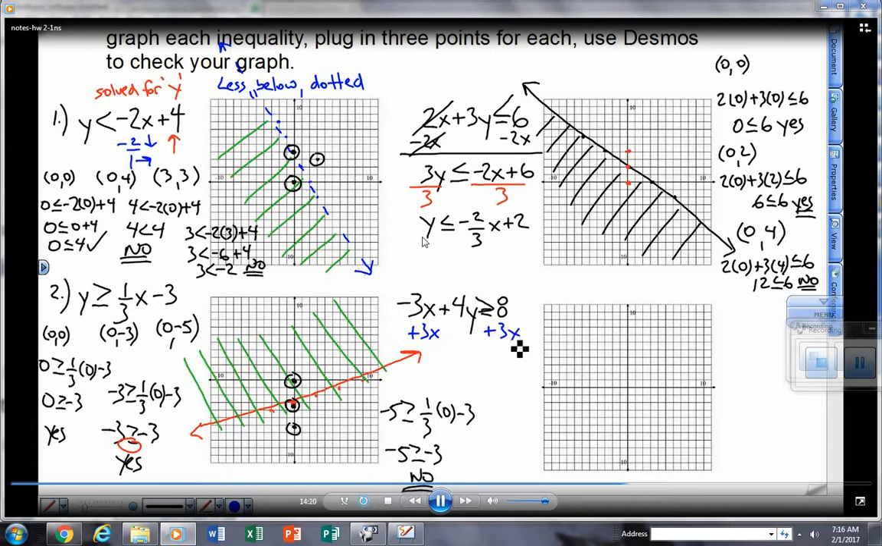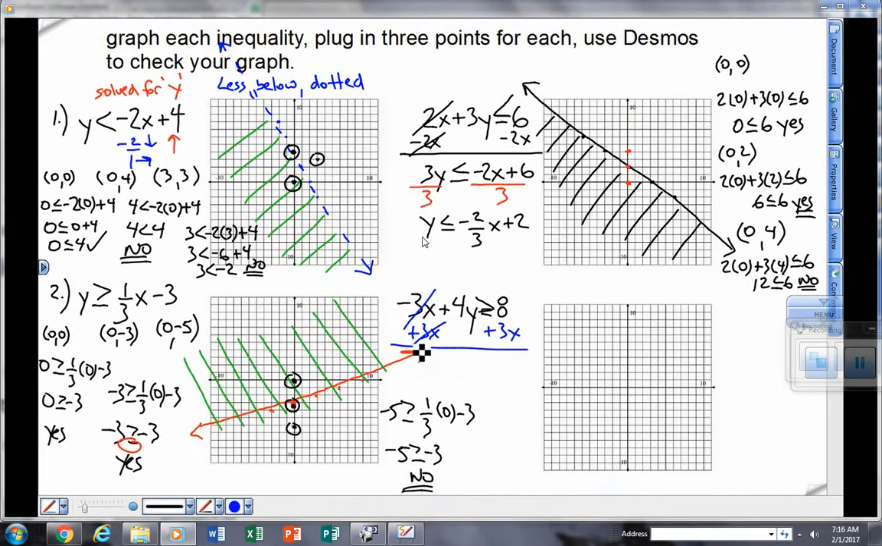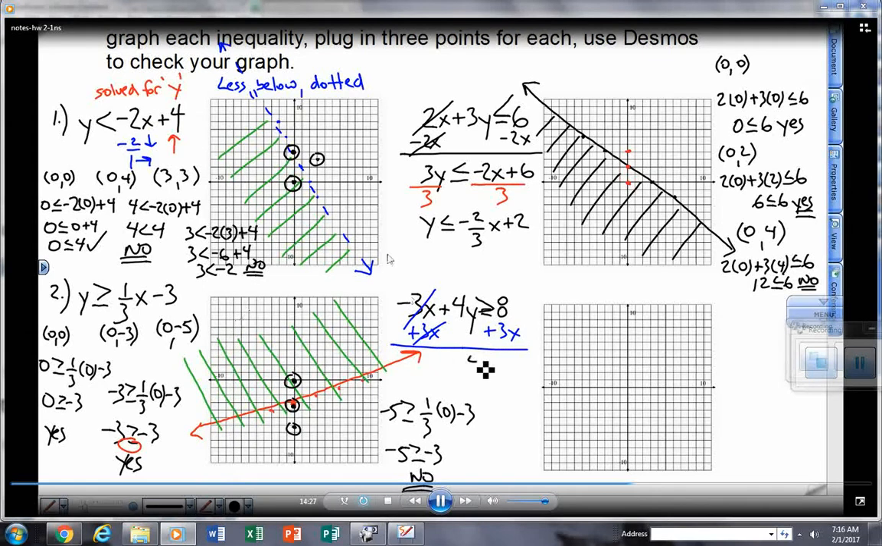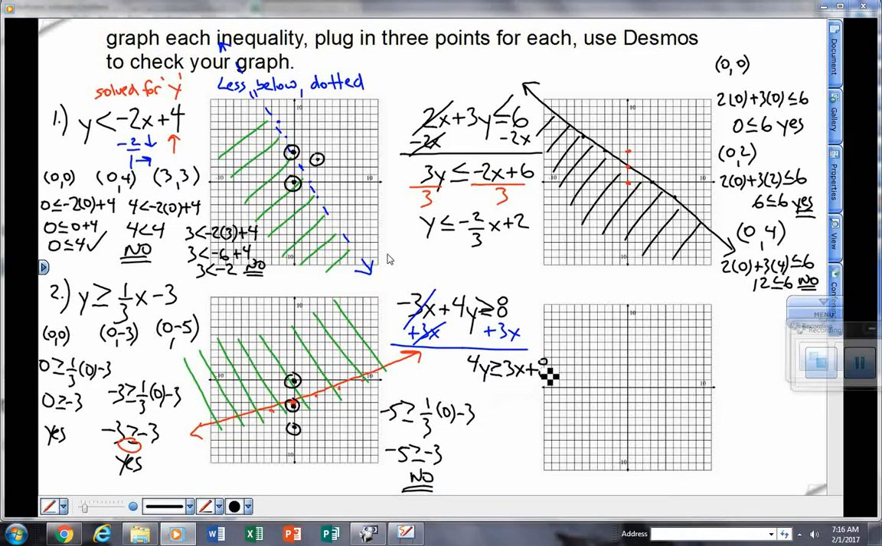And this last one, solving this for y, I'm going to add 3x to both sides because the opposite of subtracting 3x is adding. That will give me 4y greater than or equal to 3x plus 8. Divide everything by 4. That gives me y greater than or equal to 3/4 x. And then 8 divided by 4 is 2.